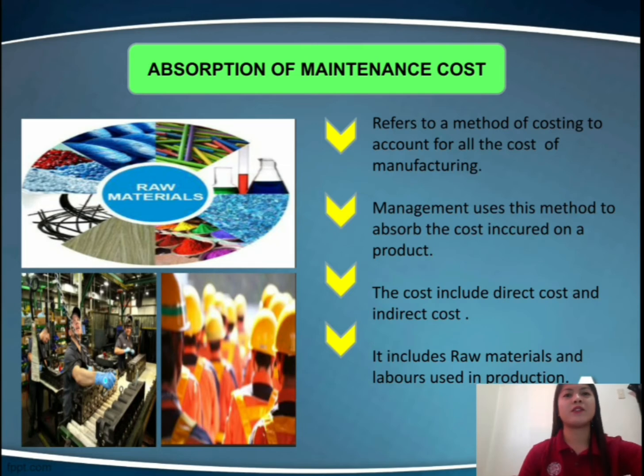Absorption of maintenance costs refers to a method of costing to account for all the costs of manufacturing. Management uses this method to absorb the costs incurred on a product. The costs include direct costs and indirect costs. It includes raw materials and labor used in production.